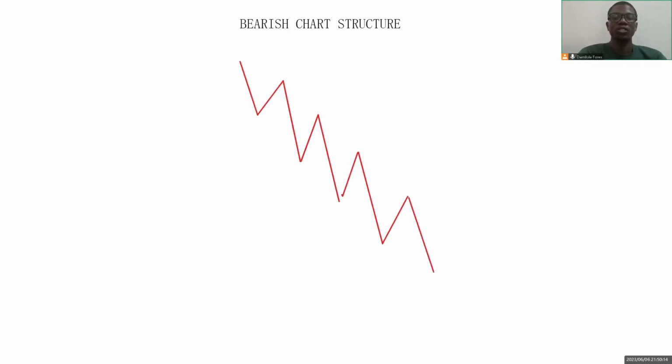This bearish chart structure is a combination of lower highs and lower lows. Okay, so this is a high right here. This is a low. At this point, this is a lower high because it is lower than the previous high. Lower low, and it continues like that. Lower low, continues lower low. At this point also, this is another lower low.